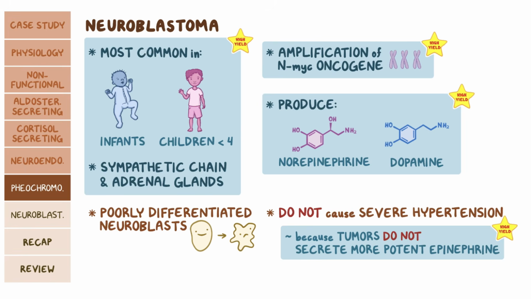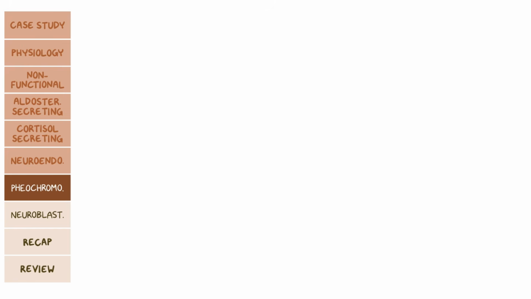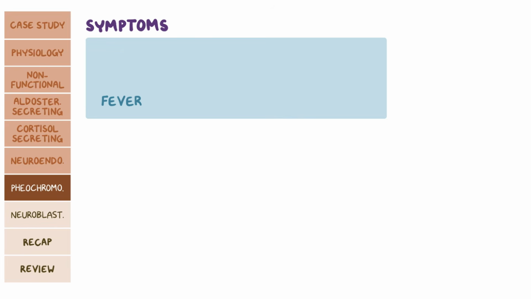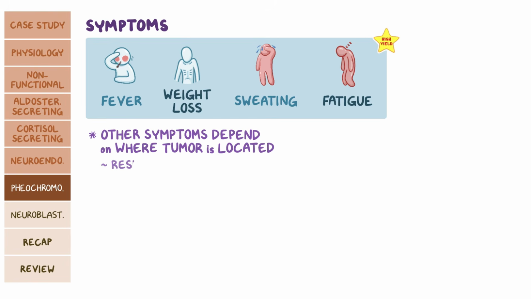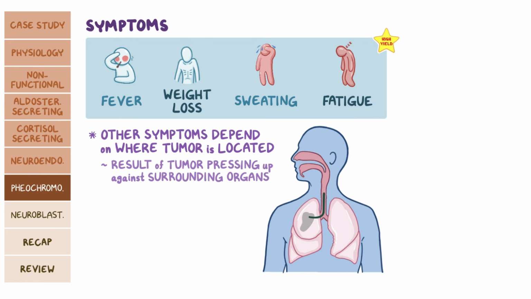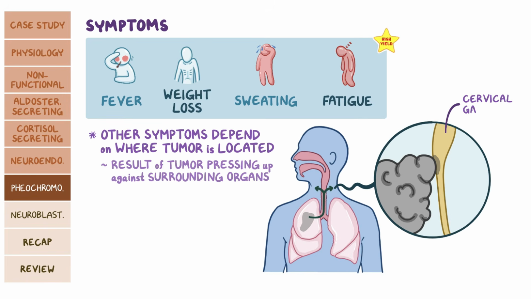Some of the symptoms of neuroblastoma can result from the tumor releasing inflammatory chemokines that cause fever, weight loss, sweating, and fatigue. Other symptoms of neuroblastoma depend on where the tumor is located and are usually a result of the tumor pressing up against surrounding organs. For example, a thoracic tumor that extends to the neck can compress the cervical ganglion, causing Horner syndrome.